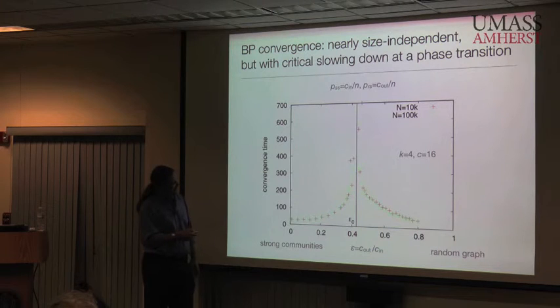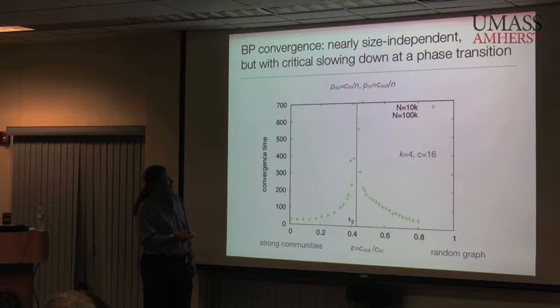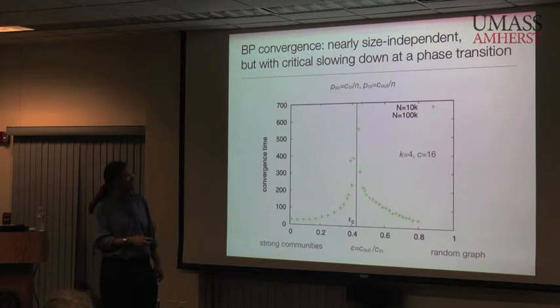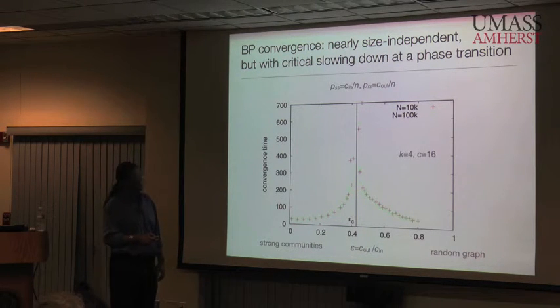Well, the good news is that the red and green things are for two network sizes of 10,000 and 100,000 nodes, and the y-axis here is just the number of times we needed to iterate before reaching a fixed point, and it doesn't seem to depend very much on the size. You can prove it does have to depend logarithmically on the size. But the other thing you notice is that it explodes at a certain value of this ratio.